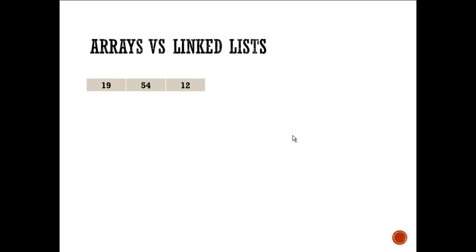Now, what is the difference between an array and a linked list? Well, here's an example of an array. It holds 3 elements, 19, 54, and 12. What if I wanted to add 22 into this array? Well, as we know, arrays are fixed size. And since this array is full, I cannot add to it. So I have to make a new array, copy all the data from the previous array into this array, and only then can I add a 22. So basically, I made a new array, copied the data over, and then added a 22.